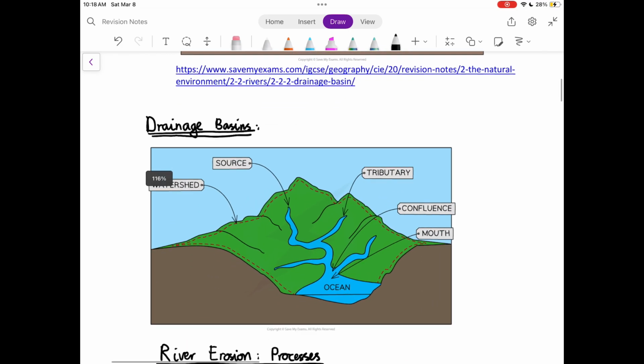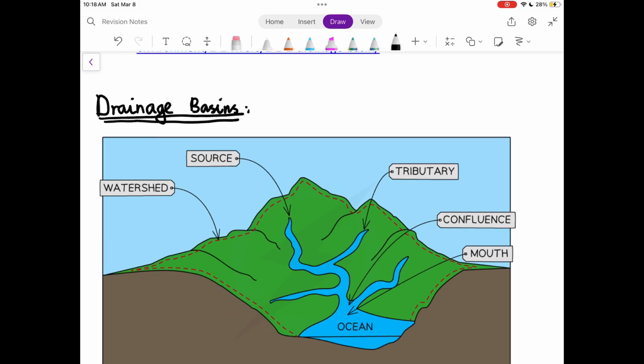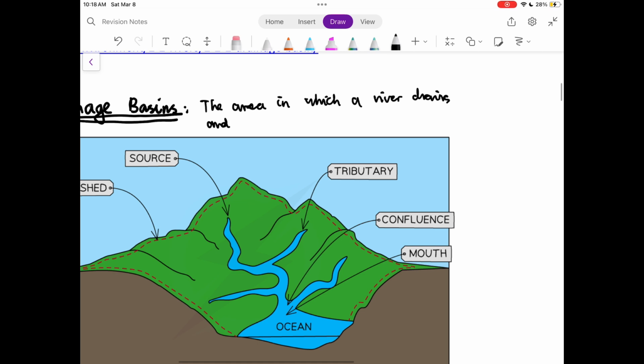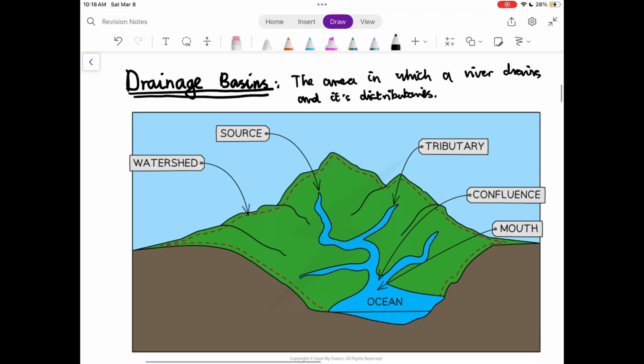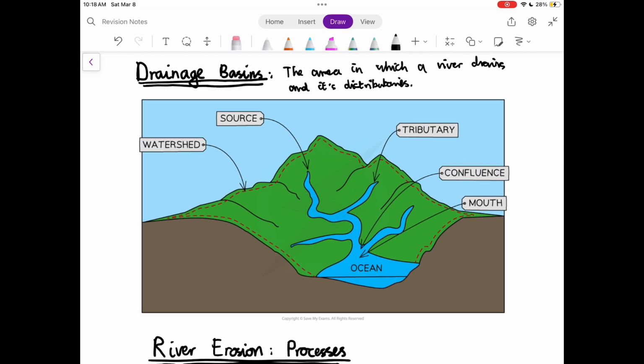So the next thing we're going to go through is a drainage basin, and a drainage basin can be defined as the area in which a river drains and its distributaries. So again, I would recommend learning this definition here off by heart because it comes up a lot in past papers, so I would recommend going through it.